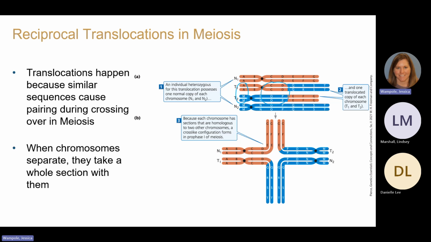In this image here, this is showing kind of what happens when the chromosomes line up and exchange information. So you can kind of see once they get pulled apart where they're going to end up. So we get lining up during meiosis. Then when they separate, because they're lined up incorrectly, they take the wrong pieces with them.